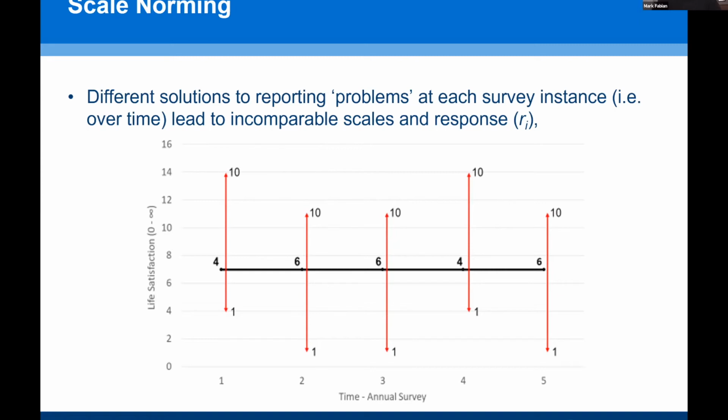Scale norming arises when people solve these reporting problems in different ways across survey instances. And the result of that is that you may end up with incomparable scales, and arguably you may have incomparable responses on those scales. So here I've tried to graphically represent that.